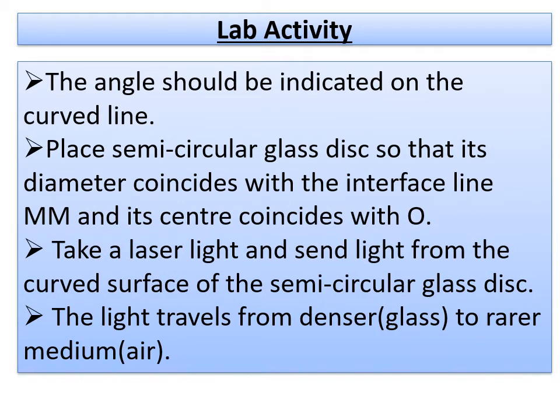Place a semicircular glass disc so that its diameter coincides with the interface line MM and its center coincides with O. So you have to take a laser light and send the light from the curved surface of the semicircular glass disc. So that's the difference here. In the last activity it was from air to glass, and in this activity glass to air.